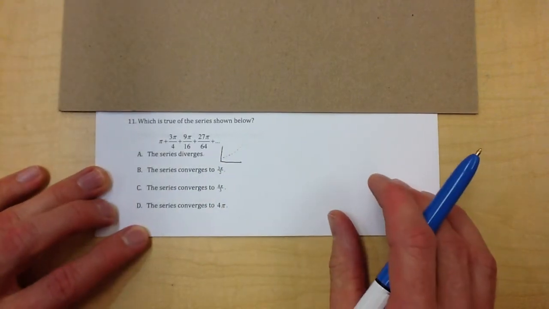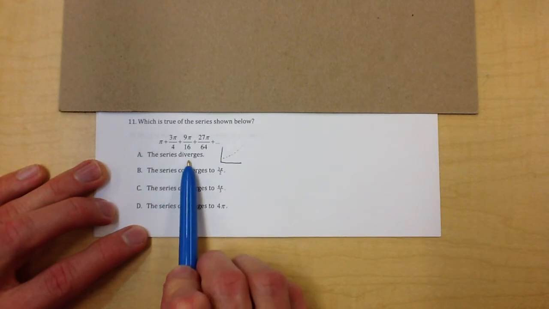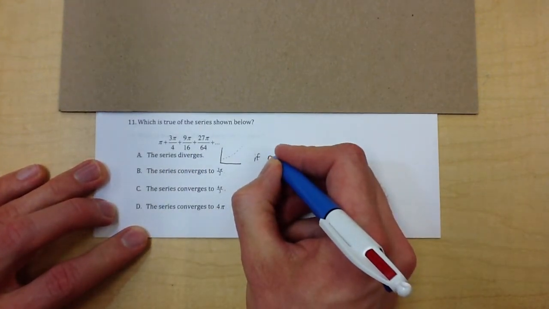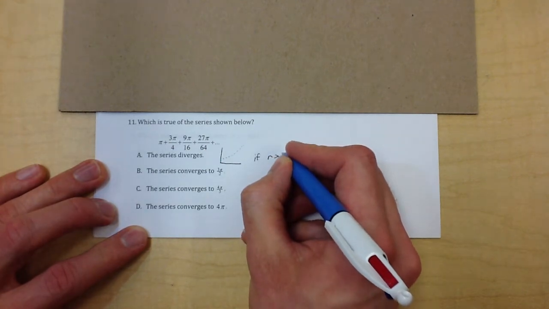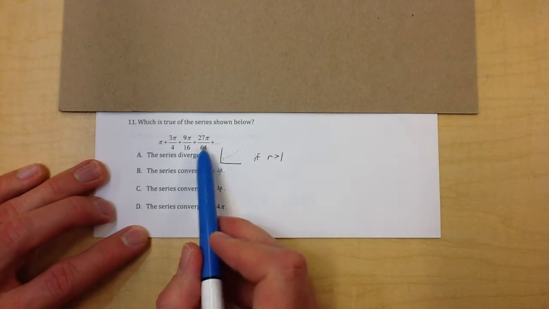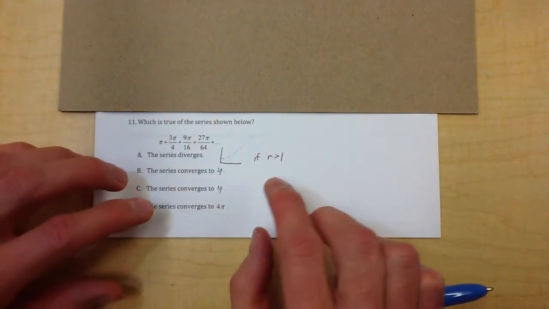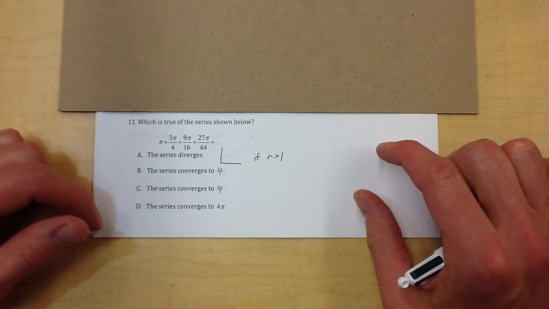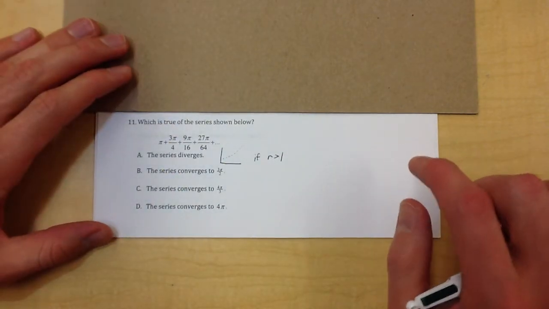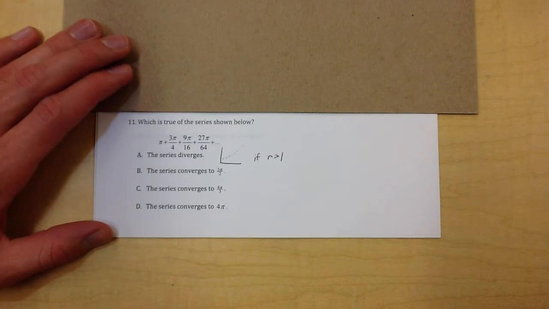Another way of looking at it is to say it diverges if r is greater than 1. In other words, these numbers are getting bigger every time, and so trying to add them is not going to bring you to a small, nice, beautiful number that you can just put in a box and say, this is the sum. Okay? I'm going to go with an unconventional method.